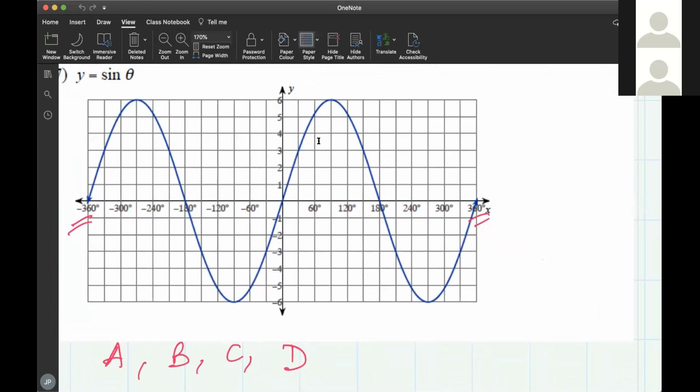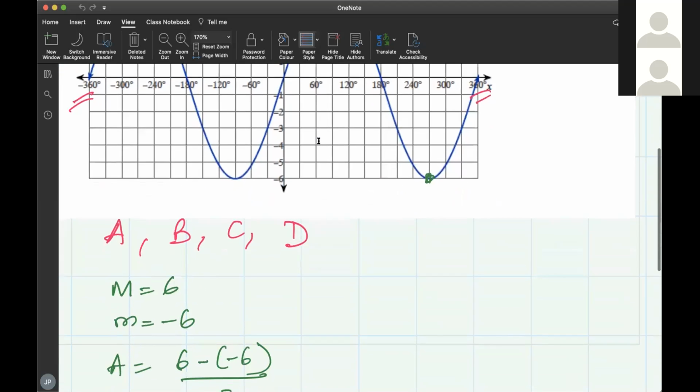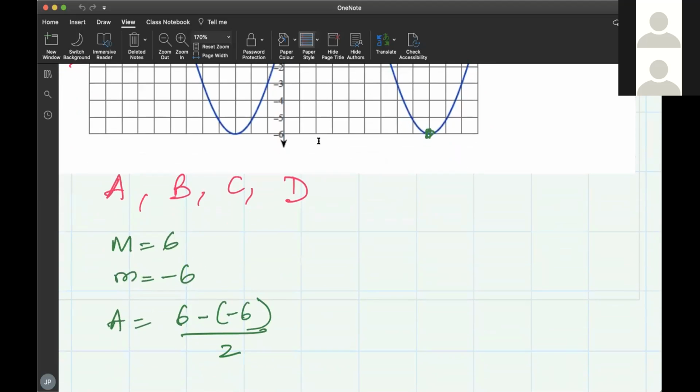To find A and D, what did I say? I said, identify the maximum value and the minimum value. Capital M for maximum, 6. Small m for minimum, negative 6. So my A should be 6 minus negative 6 over 2. That should give me 6 plus 6 would be 12, 12 over 2 should be 6. The value of A is 6.